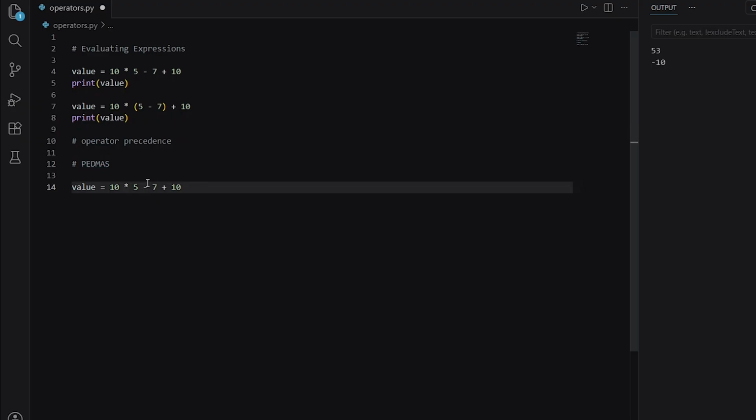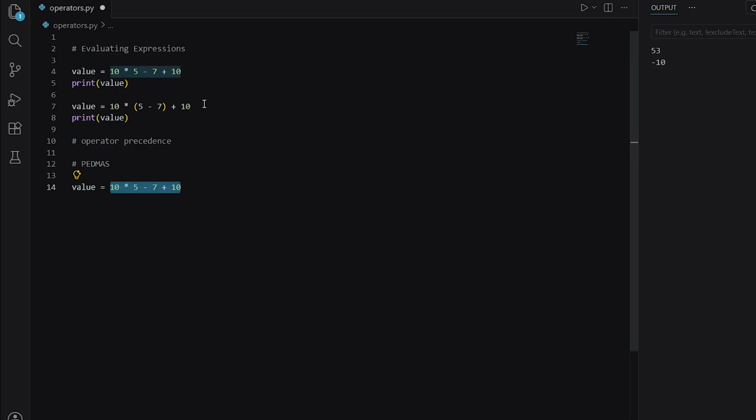And in this case, we don't have parentheses. We don't have exponentiation. We don't have division. So first, starting from the left, multiplication is going to evaluate first, which is 10 times 5, which is 50. Then we're going to perform subtraction, which is 50 minus 7, which is going to give us 43. Then 43 plus 10 will give us 53.